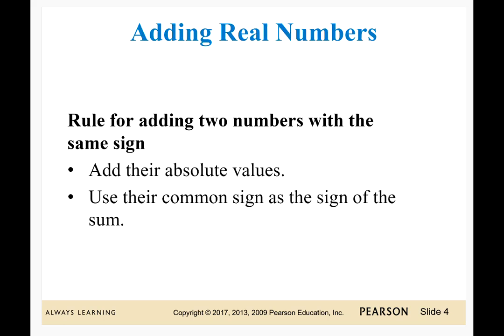Here are the rules. When you're adding two numbers together with the same sign, you are going to add together their absolute values. So don't worry about the signs at all. You're just going to add together their absolute values, and you're going to use the sign that they had in common. If they were both negatives, then the answer would be negative. If they were both positives, then the answer would be positive. So we're going to talk about how we use this rule and how we show it on paper, so that we're sure that we understand how to show our work.